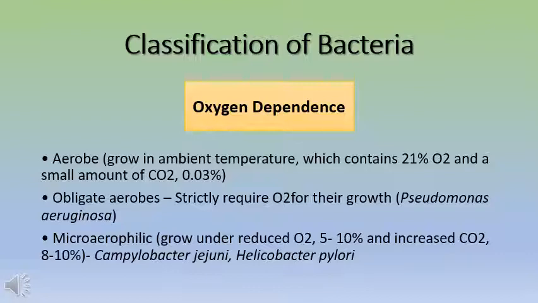Microaerophilic are those bacteria which grow under reduced oxygen supply, usually 5 to 10% increased carbon dioxide. It means we can say microaerophilic are those bacteria which need increased carbon dioxide, like 8 to 10% carbon dioxide. They are Campylobacter jejuni, Helicobacter pylori.